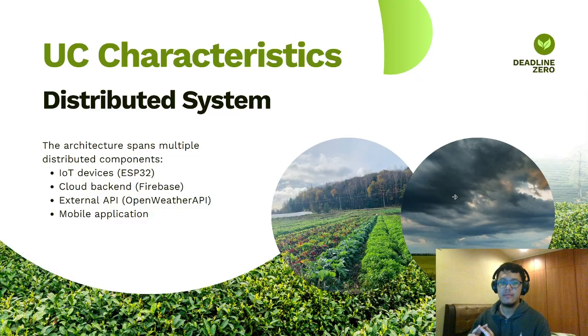The second one is distributed system. So the architecture spans multiple distributed components. The first one is the edge IoT devices, those ESP32 sensors that they put on the plant level. The second one is the cloud backend, which uses Firebase. The third one is the external API, which uses Open Weather API for retrieving the weather condition at the location. And lastly, the mobile client application, which uses Flutter. And all these components communicate asynchronously over Wi-Fi and the internet.